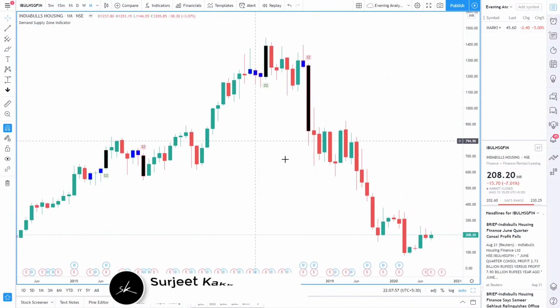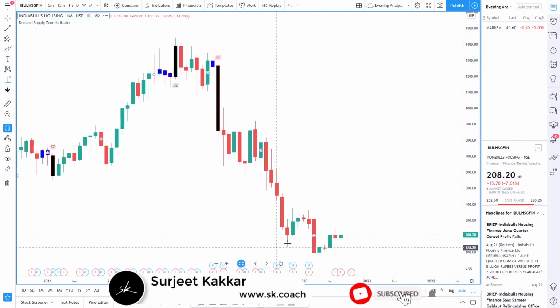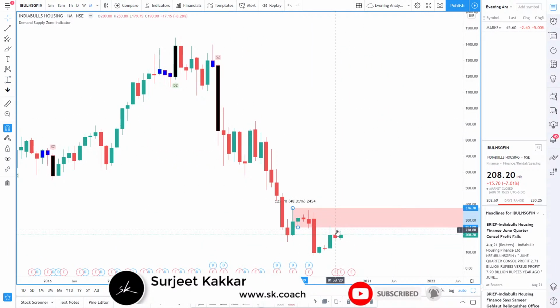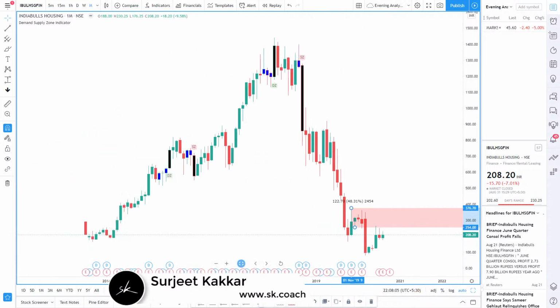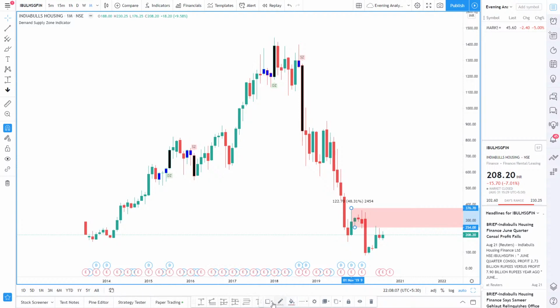Okay, so if you're looking at this, yes, we are getting close to this monthly supply which just got tested probably 2 months ago. We are getting a reaction from there as of now. Demand is a little far away. So we are still a little closer to the monthly supply. Demand is right here, right? So that's a structure of rally based drop. That's a structure of drop based rally.